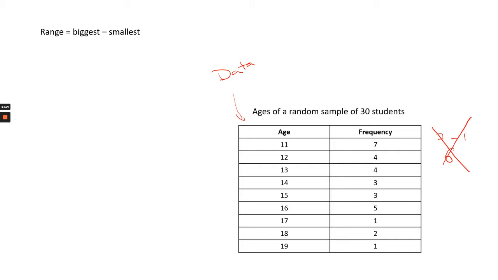So, my range is going to be the biggest, take away the smallest. 19 minus 11, and so it's 8 years. Okay, the range is the biggest, take away the smallest.